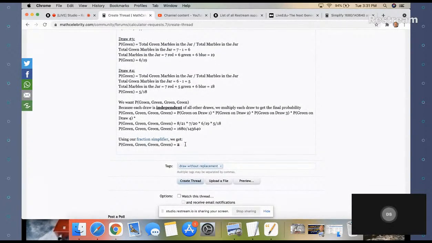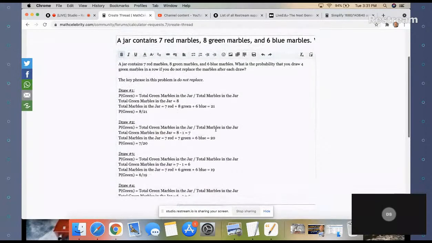That's it. This is a lot of work, but the key here is break things down in steps. Whenever you see a problem like this, the first thing you care about is, are the marbles or balls or cards being replaced or not? And if they are not, you have to subtract off 1 from your total each time.